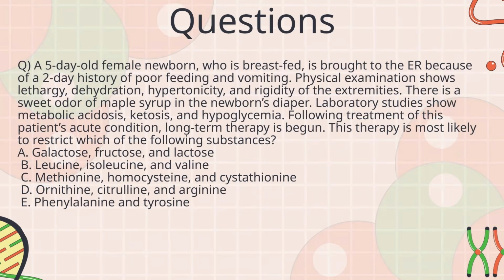a 5-day-old female newborn is breastfed and brought to the ER because of a 2-day history of poor feeding and vomiting. Physical examination shows lethargy, dehydration, hypertonicity, and rigidity of the extremities. There's a sweet odor of maple syrup in the newborn's diaper. Laboratory studies show metabolic acidosis, ketosis, and hypoglycemia. Following the treatment of this patient's acute condition, long-term therapy is begun. This therapy is most likely restricting which of the following? Answer B, because branched-chain amino acids: leucine, isoleucine, valine.